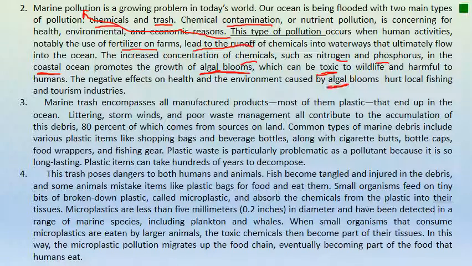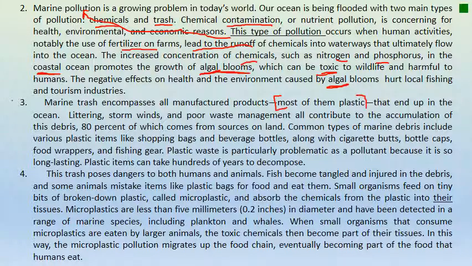These algal blooms, algal being of course the adjective of algae, when consumed by fish, the fish get hurt. And of course, when we consume this fish, we ourselves get hurt. Paragraph 3, marine trash, trash meaning garbage, encompasses all manufactured products, most of them plastic.